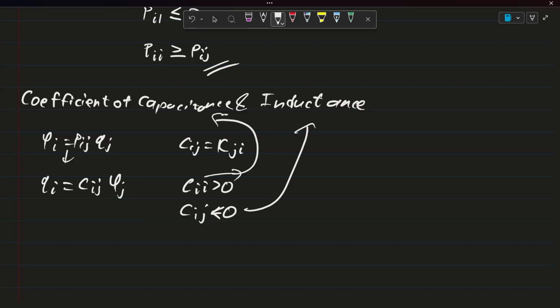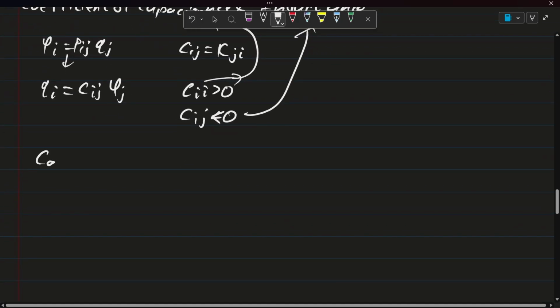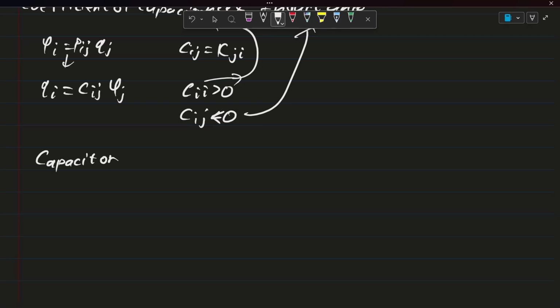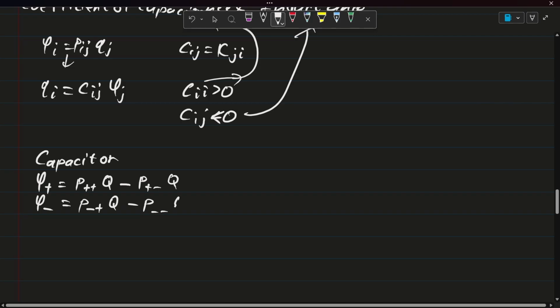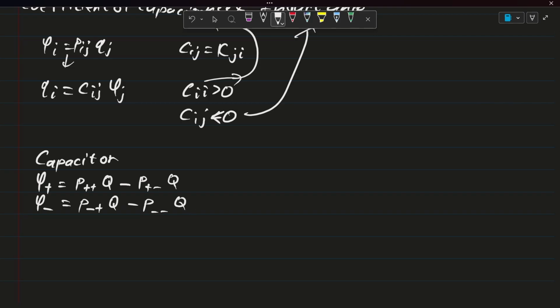So now let's consider the capacitor. The capacitor is defined to be two different conductors with opposite charges which store electrical energy. So if you define this by using the coefficient of potential, you could say that phi positive is P plus plus of the Q minus the P plus minus of the Q. And for the phi negative, this would be P negative positive of Q minus P negative negative of Q. So this is a property of the capacitor.